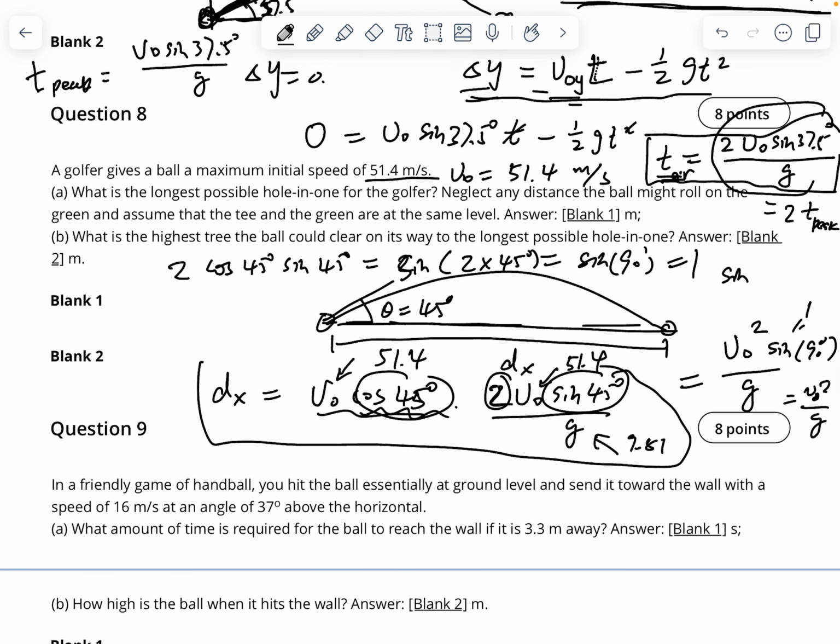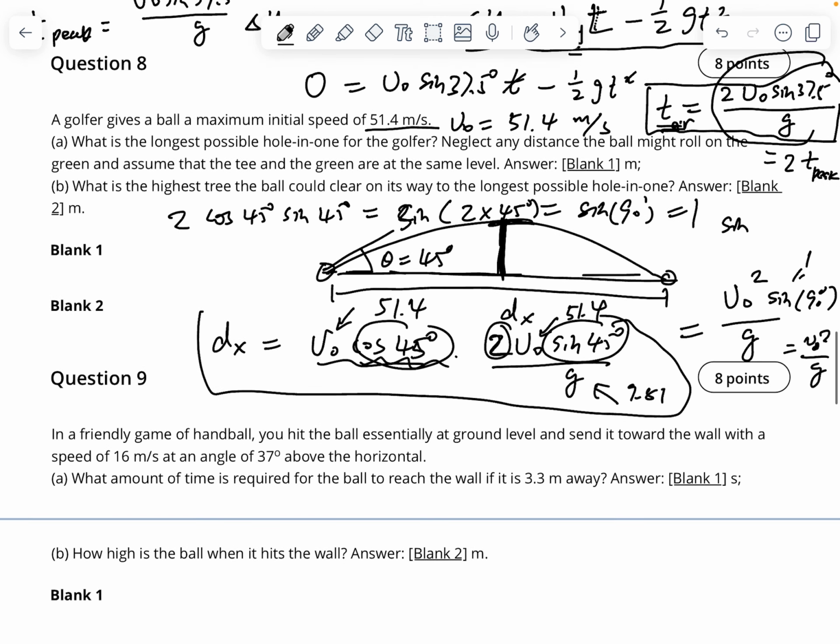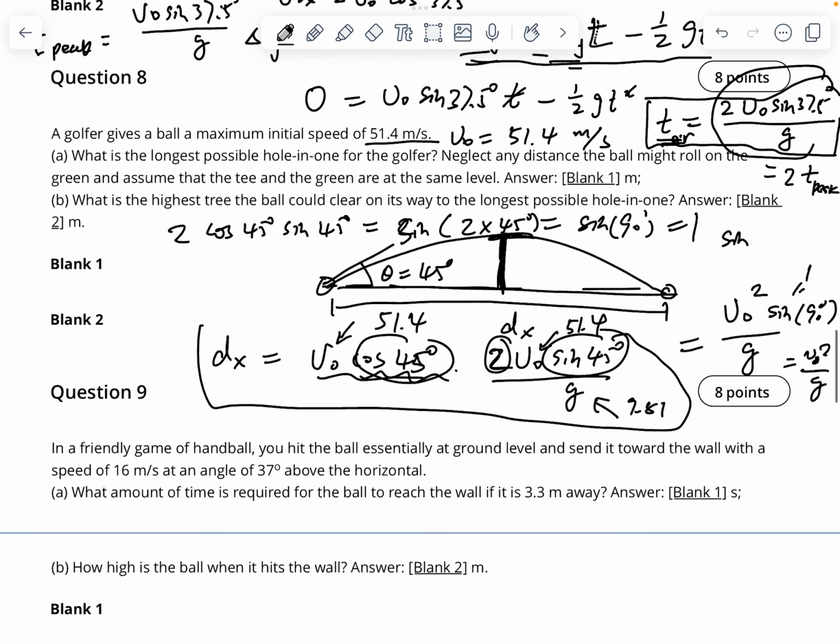Alright, B. What is the highest tree the ball could clear on its way to the longest possible hole in one? This is the highest tree it can clear, right? So basically it asks you about the height. Well, how do we figure the height? Okay, so here is the equation.